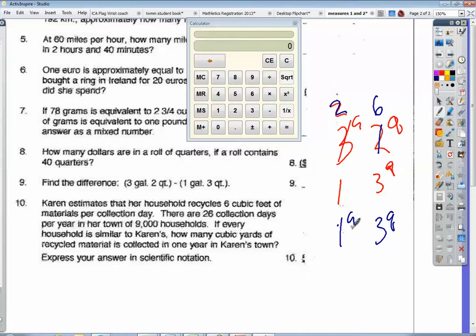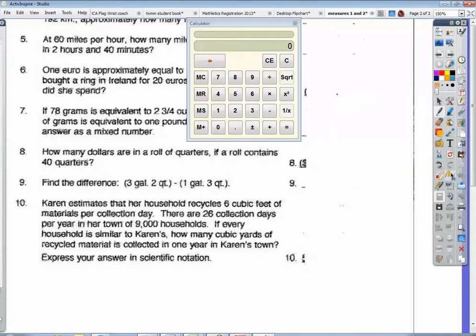And finally, for my last one, Karen estimates that her household recycles 6 cubic feet of material per collection day. There are 26 collection days per year in a town of 9,000 households. If every household is similar to Karen's, how many cubic yards of material will be collected in 1 year?